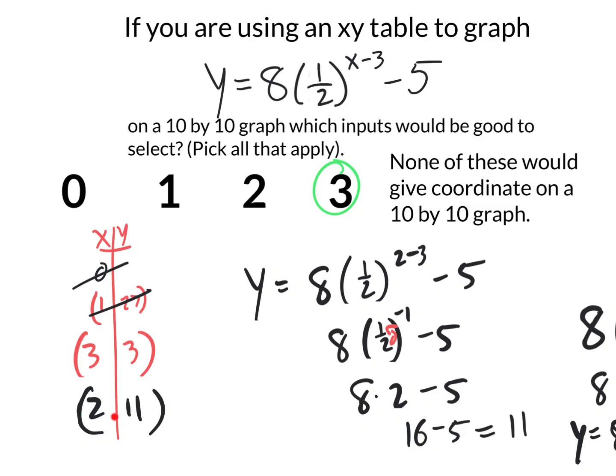That's an actual point, but I want points that are on a 10 by 10 graph. So this would not be on there either. It's only the input of 3 that would give you a coordinate that's on a 10 by 10 graph. I hope you understand that.